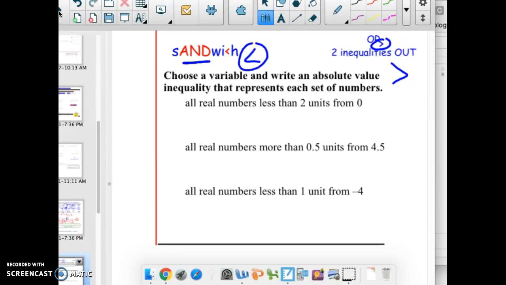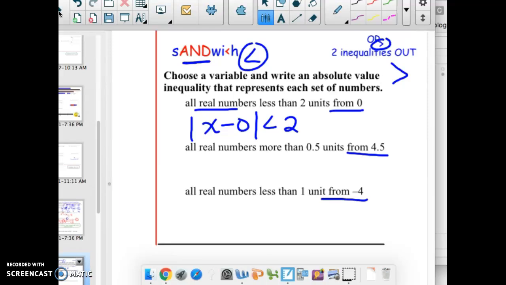Now, these are just writing, so they're not really that big, but what we're going to do is talk about the fact that it always is going to tell you from somewhere. So in the first example, all real numbers x have to come from 0. So we come from 0, and then you just have to say less than 2 units away. And you just have to learn how to write them. You don't have to solve them. You just have to write them.